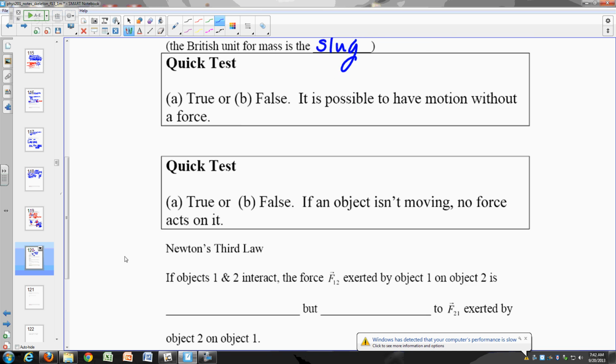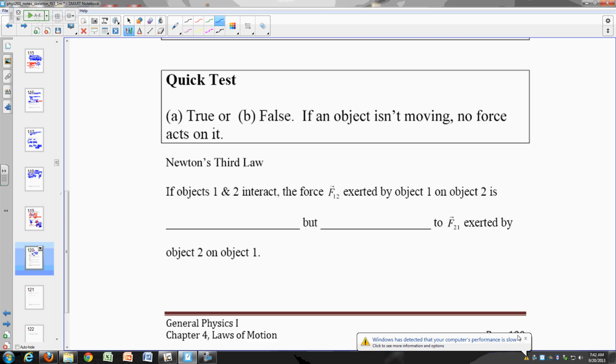All right, let's move on to Newton's third law. So we've had Newton's first law, that was the law of inertia, right? That if an object's in motion, it stays in motion unless a force acts upon it. If an object's stationary, it will stay stationary unless a force acts upon it. Then we have Newton's second law, which describes the relationship between force, mass, and acceleration. That if I apply a force to an object of a certain mass, it's going to cause it to accelerate.